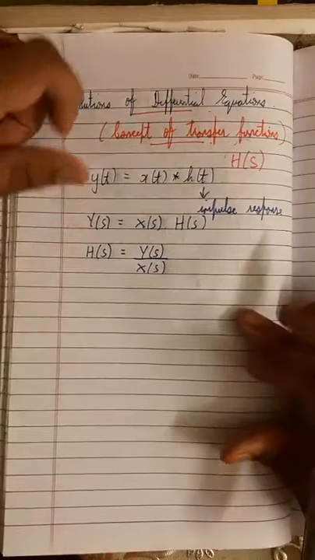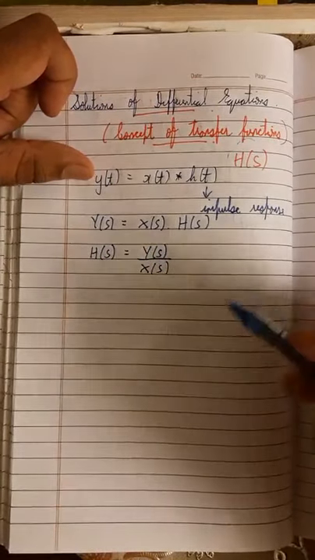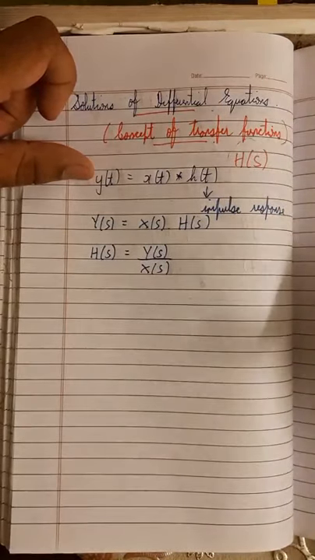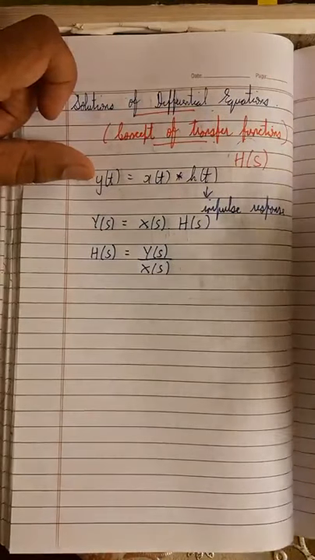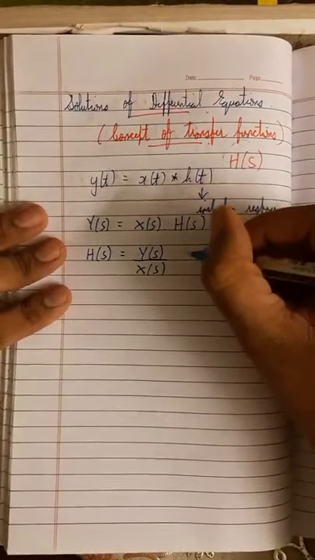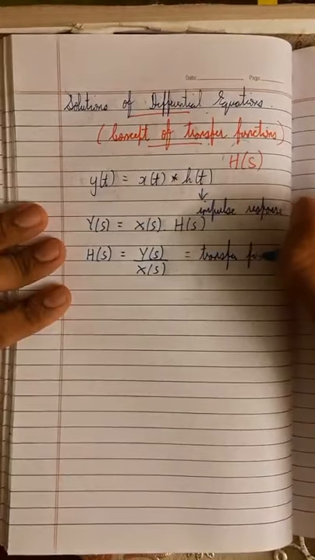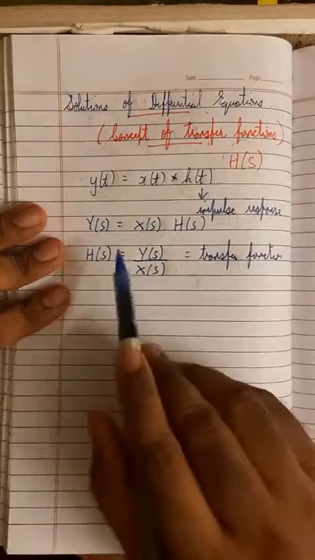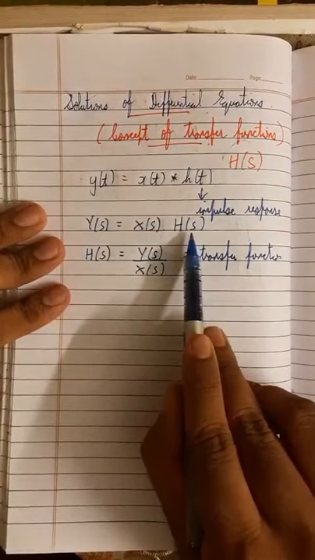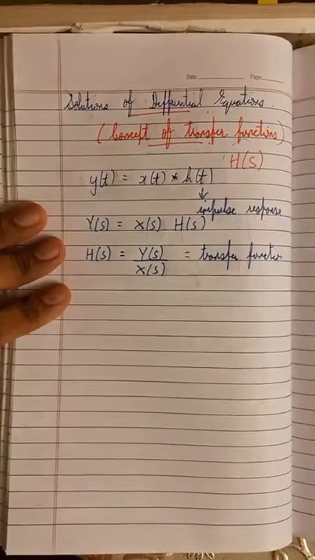But you need to understand the meaning behind this equation, Y of s by X of s. It does not simply mean that you have to divide the output Laplace transform by the input Laplace transform. You have to understand what this actually means, because this H of s is what you call the transfer function. And as I said before, the transfer function is nothing but the Laplace transform of h of t. That means the transfer function is the Laplace transform of the impulse response.